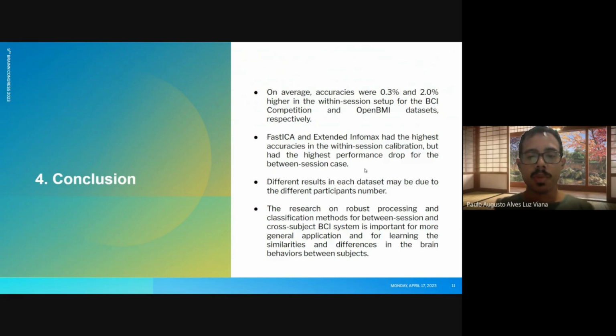The research on robust processing and classification methods for between-session and cross-subject BCI systems is important for more general applications and for learning the similarities and differences in the brain behaviors between subjects.